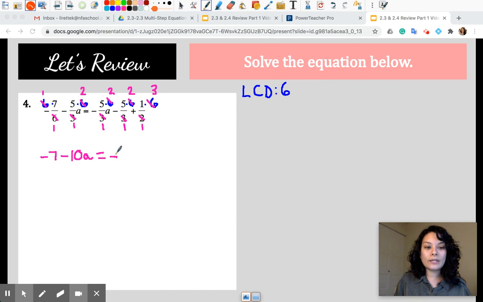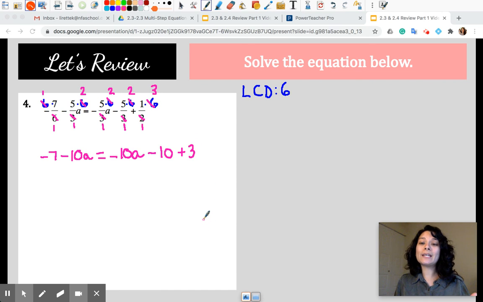This is also a negative. 5 times 2 gives me 10 again. And there's an a. I get another negative. 5 times 2 gives me 10 again. There's no variable, so no need to write one. And then a plus. And then 1 times 3 gives me 3.